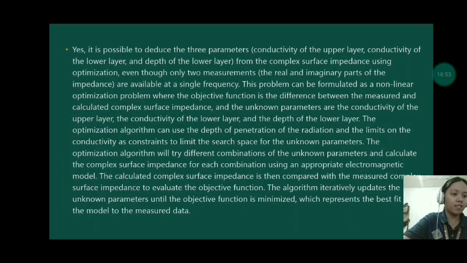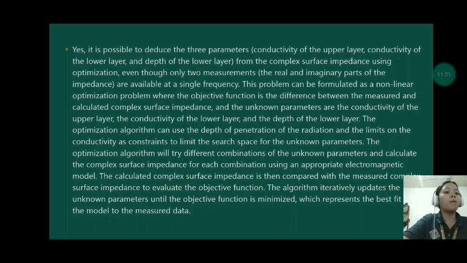So yes, it is possible to recover the three parameters, which are the conductivity of the upper layer, the conductivity of the lower layer, and the depth of the lower layer, from the complex surface impedance using optimization, even though only two measurements, the real and imaginary parts of the impedance, are available at a single frequency.